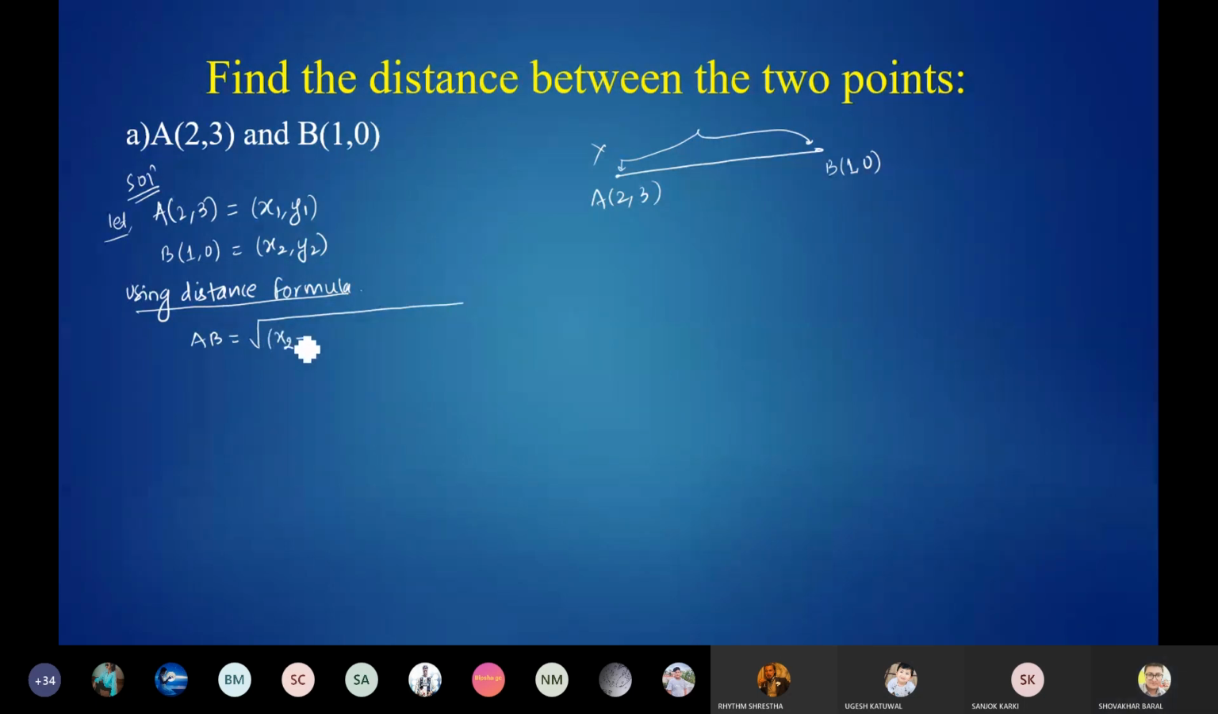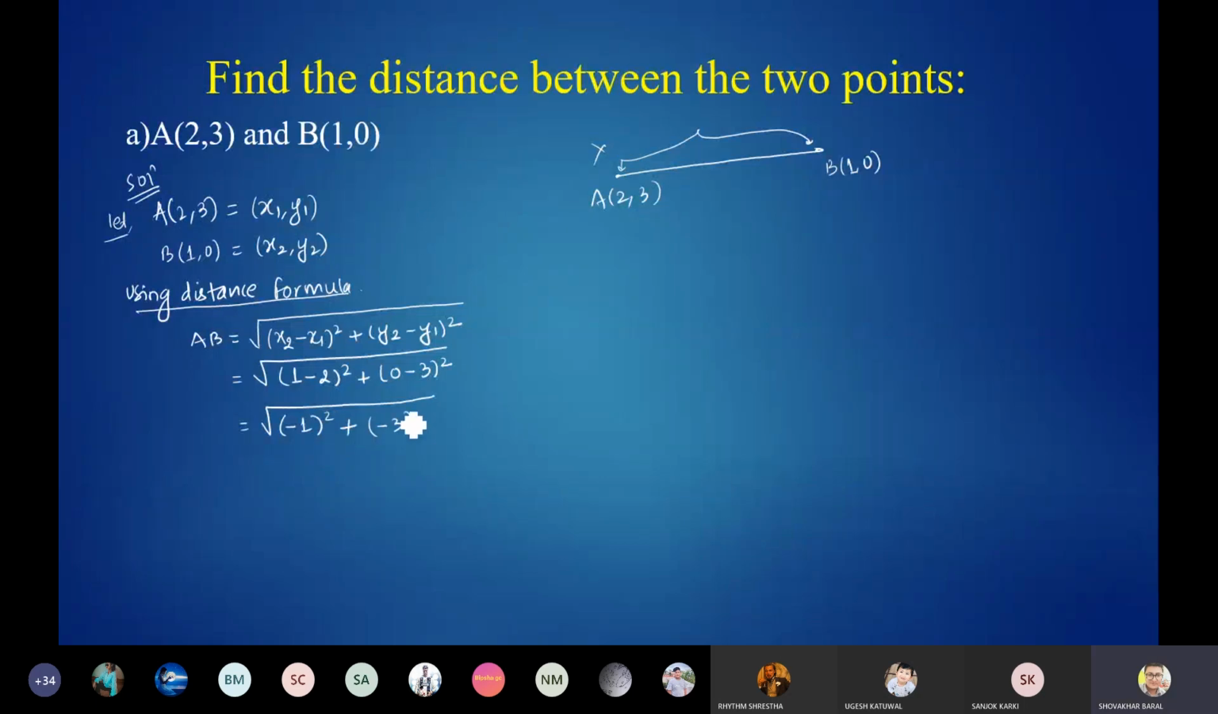It's root over x2 minus x1 whole square plus y2 minus y1 whole square. So just replace the values here. It is 1 minus 2 whole square plus 0 minus 3 whole square. And don't be confused here. 1 minus 2 is minus 1. Do it stepwise. Don't try to complete it fast. Minus 3 square. And be careful while pressing it in calculator. Minus 1 square is 1. And minus 3 square is 9. So it will be root under 10. It is equal to root under 10 units. Please don't forget units here.